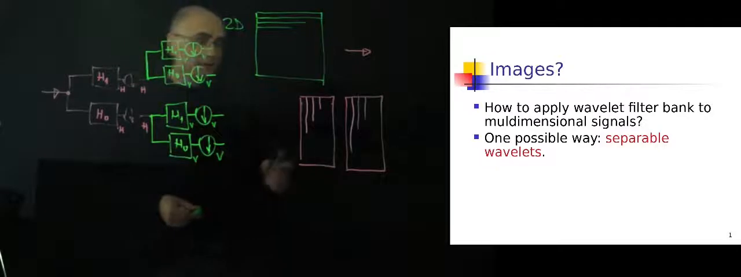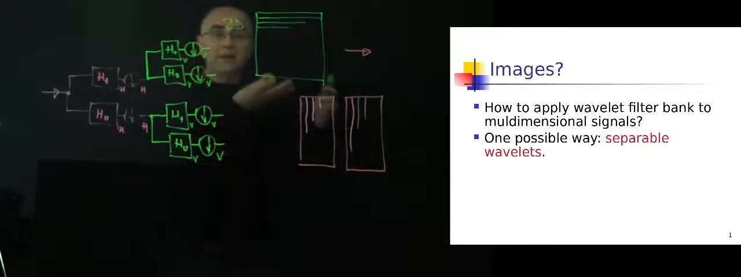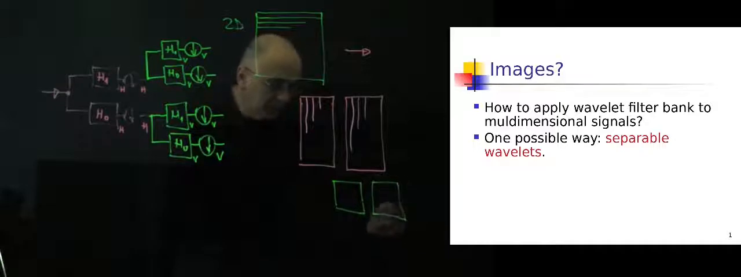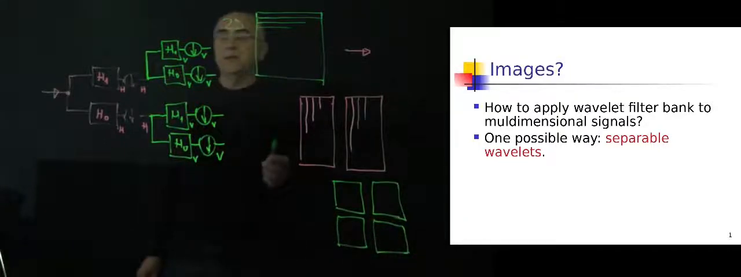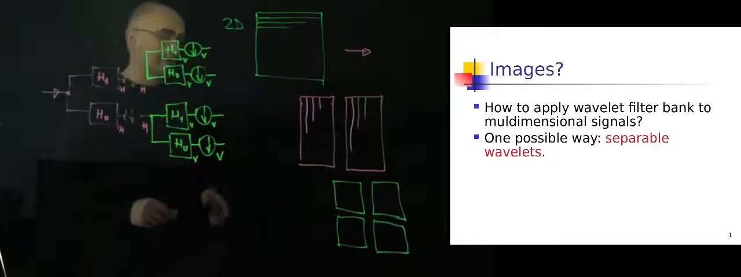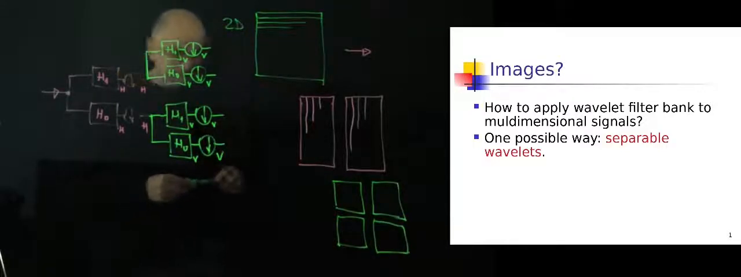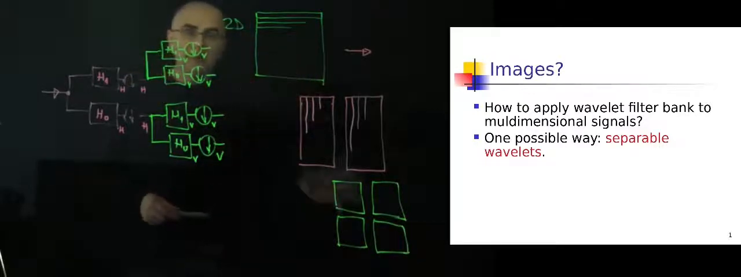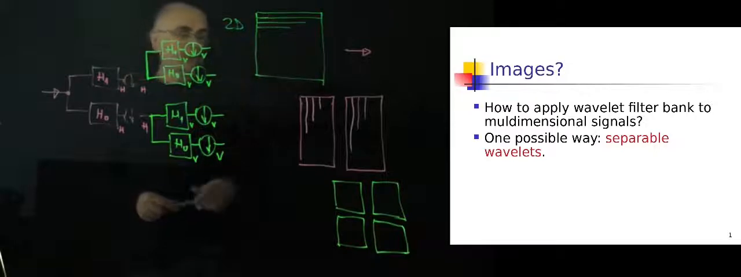So the result is that each of these half images will be additionally split, and the result is four images of a quarter of the size of the original image. When I say quarter, it's approximately. It always depends on the length of these filters, so I'm just ignoring it for the moment. If we are applying the Haar wavelet, in that case, it's going to be exactly 1/4 of the original image.